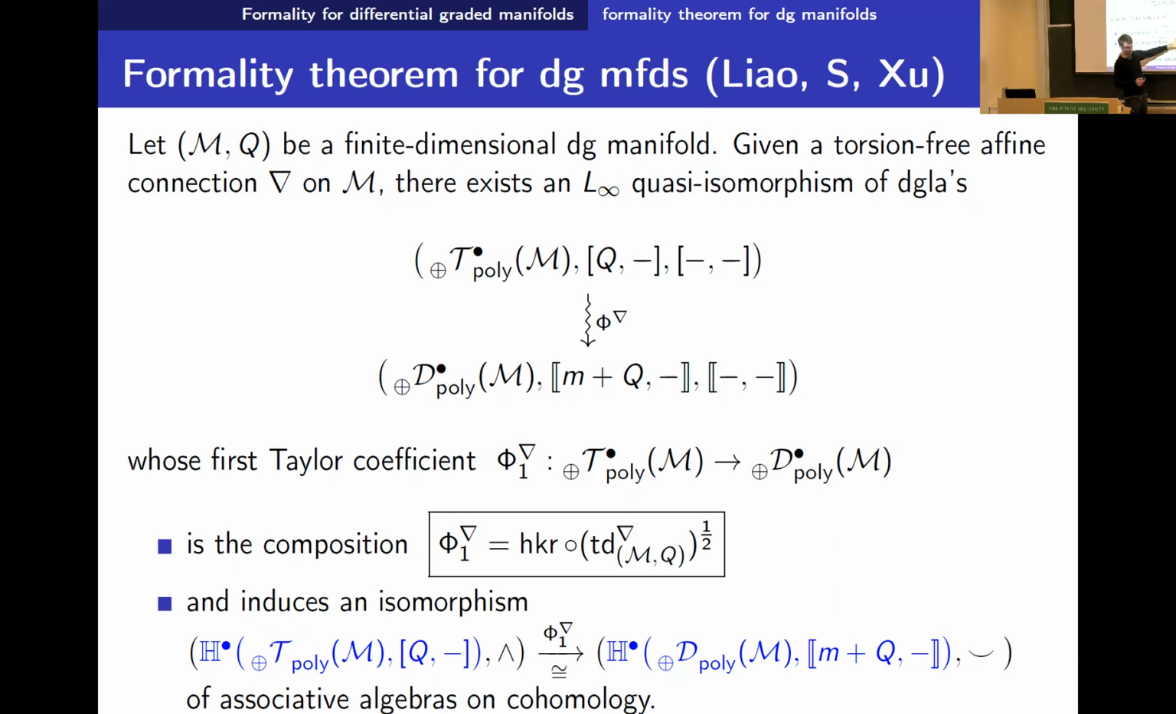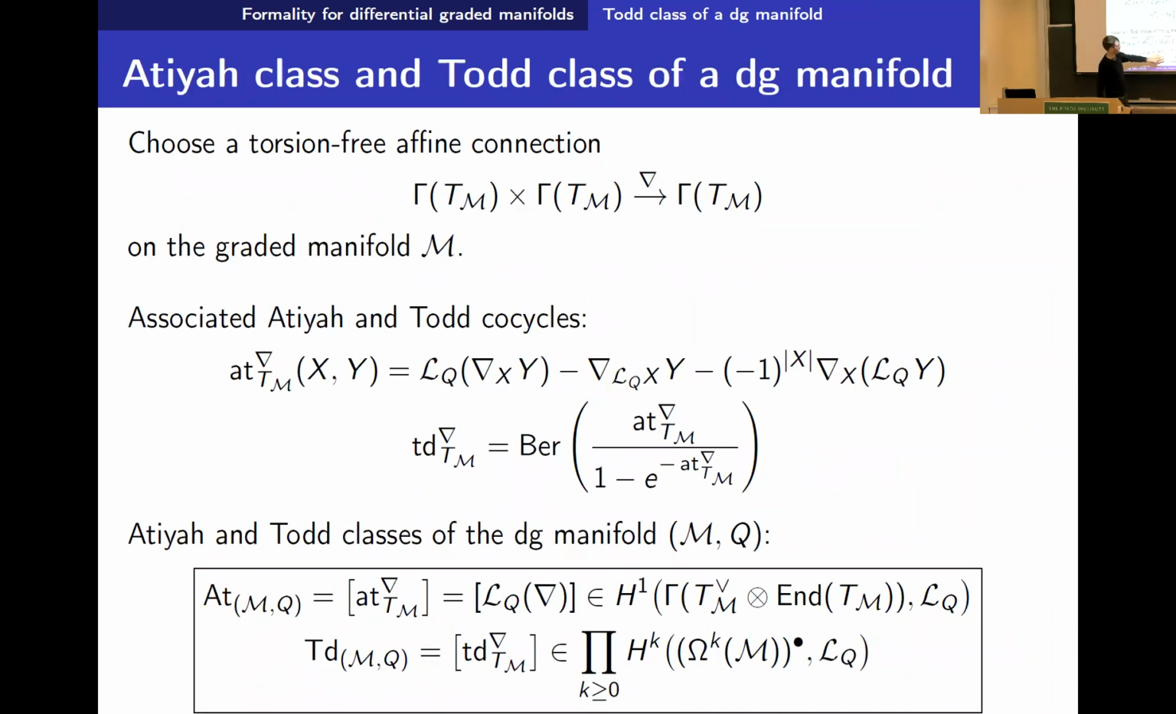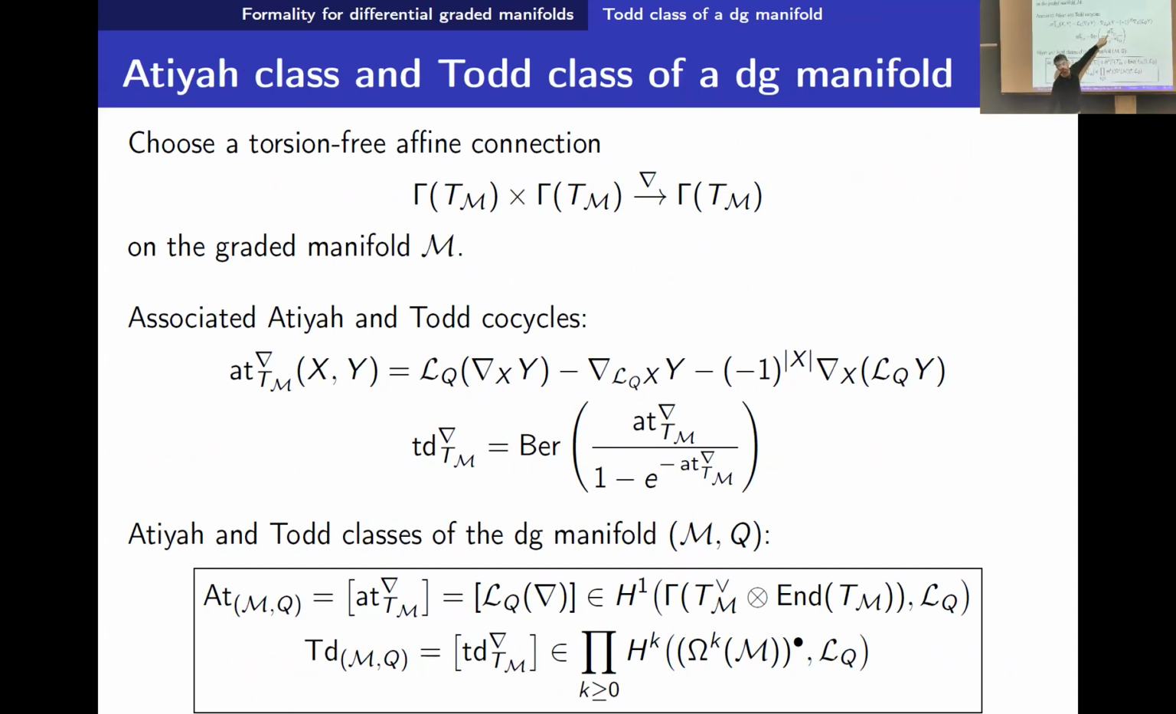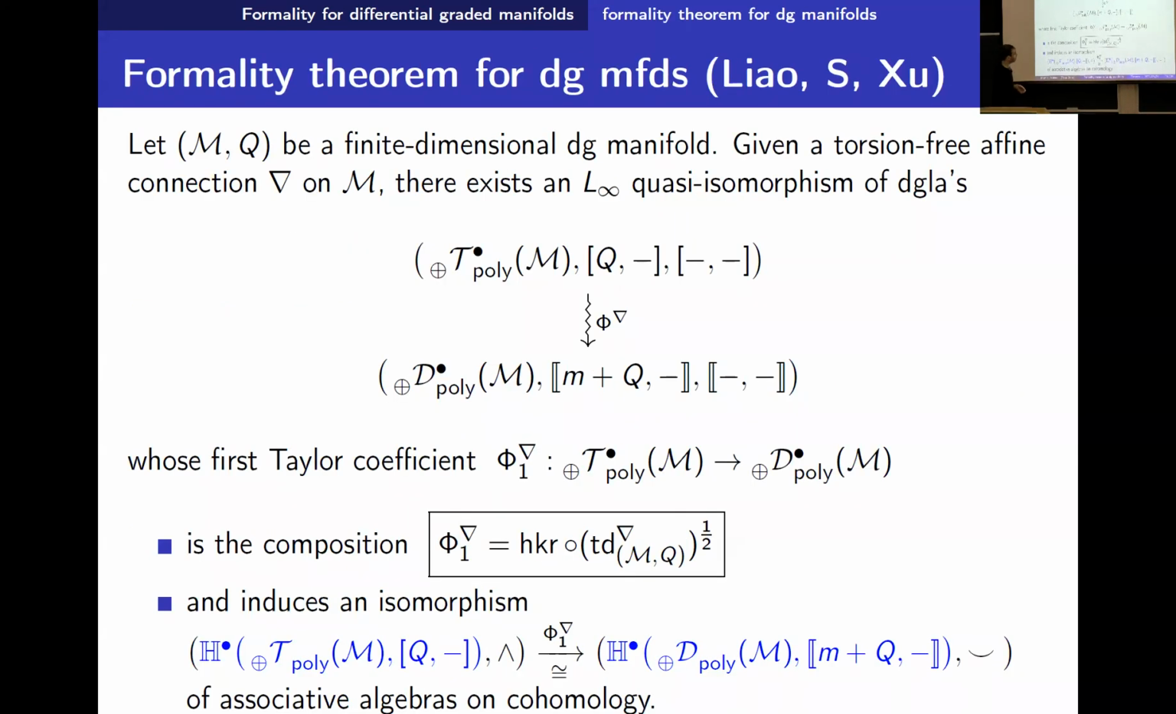Think of the Todd class. If I go back, the Todd class is in here, right? So its representative would be a bunch of differential forms. And essentially its square root is just going to be a collection of differential forms. And those differential forms act on T_poly simply by contraction of differential forms with multivector fields. The Atiyah class also plays a role here or not? Yeah, because the Atiyah class is here. It's used to define the Todd class, right? Okay. Yeah, so phi_1 is a modification of the HKR map involving the Todd class.